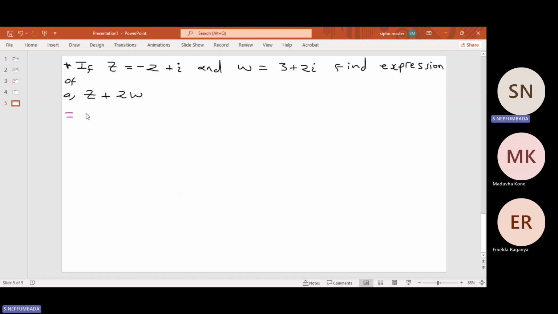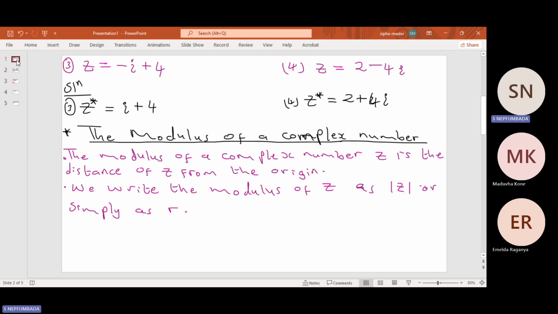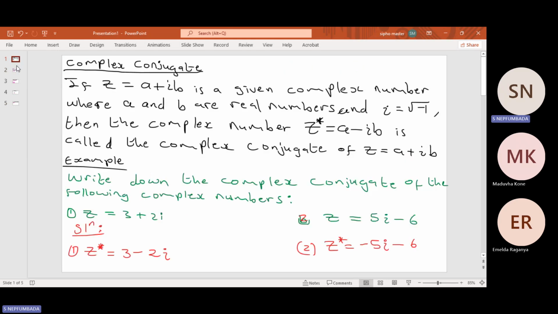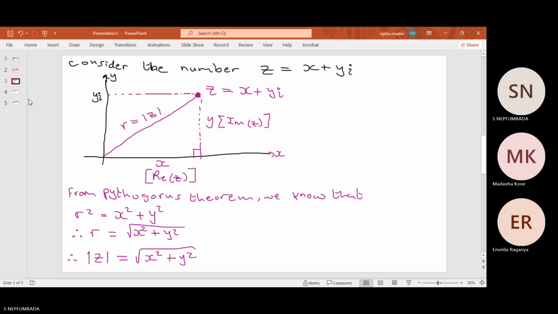We're going to say this is equal to what is our Z? It's minus 2 plus i. Is that so? We're substituting. Are we good? Yes. Then plus 2 into what is our W? It is 3 plus 2i. Are we fine? Yes. Then this is going to be equal to. And then we understood everything from here, where we started. Is that so? Yes.